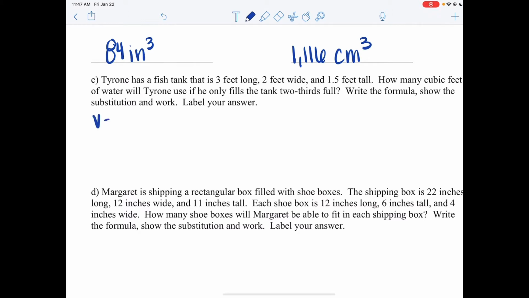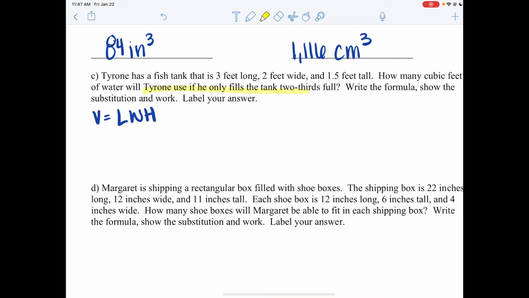So first step, formula. Okay, now I have to be careful with this specific problem because the formula that we're using here is giving us the measurement if I were to fill the whole entire tank, okay? But remember, Tyrone only wants to fill 2/3. So we have to be careful that we do not stop after we solve for the volume, because this formula is giving me the entirety of that right rectangular prism, okay?